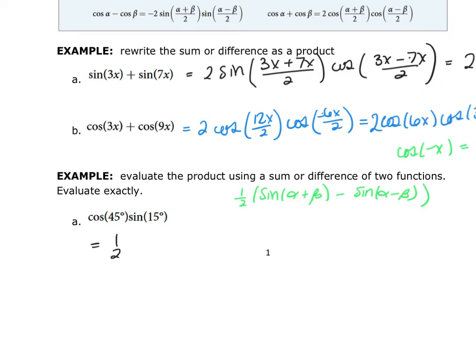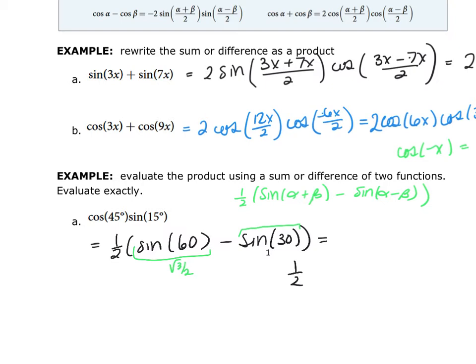So 1/2, the sine, I'm going to add these two together, so I get 60, minus the sine, and now I'm going to subtract these two, and I'm going to get 30. So this is going to be simply equal to 1/2. Now we know the cosine of 60 is going to be the square root of 3 over 2. We know the sine of 30, actually I'll do it in blue, the sine of 30 is 1/2.